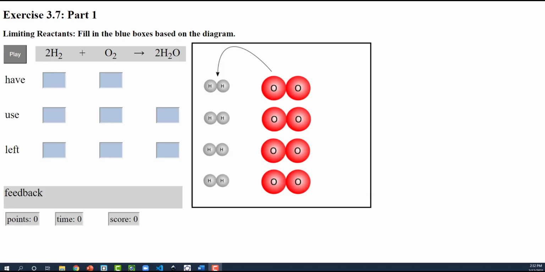Welcome to tutorial 3.7 part 1. This is the first of 3 tutorials on limiting reactants.